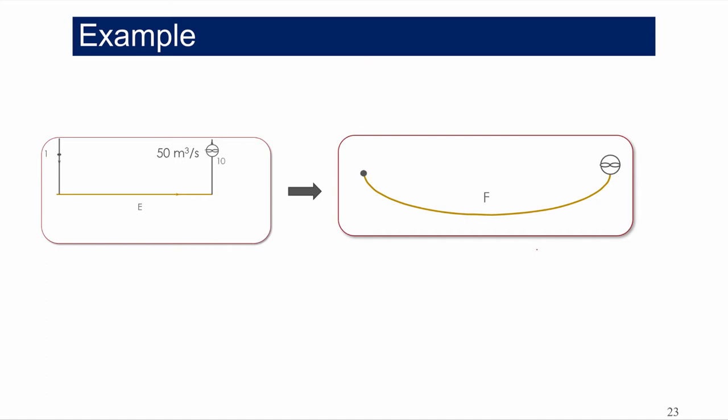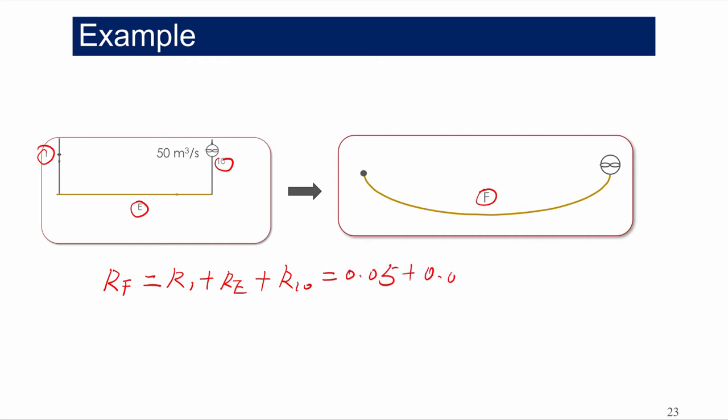The next step, we can see airway 1, E, and 10 are in series. So we can reduce these three airways into a final airway F. So RF equals R1 plus RE plus R10 equals 0.05 plus 0.069, which we have calculated, plus 0.04. R10 is given, R1 is given as well. This equals 0.159.